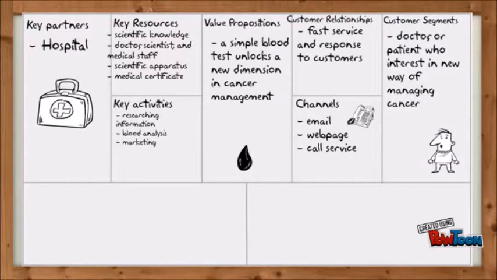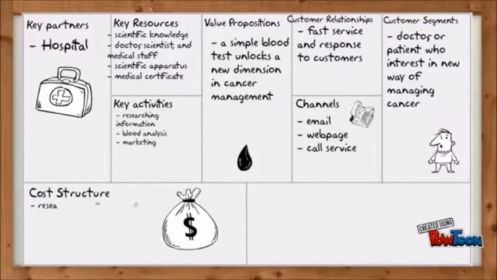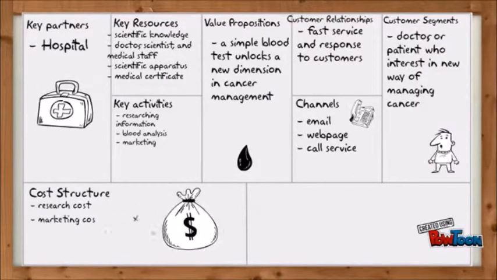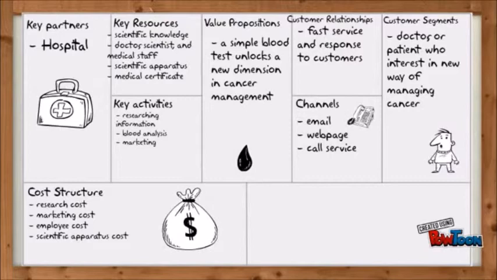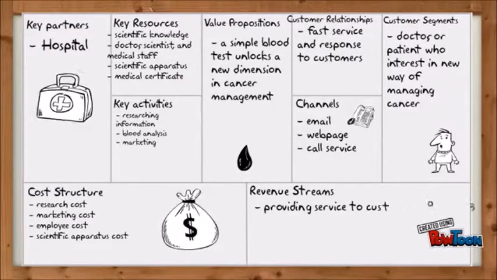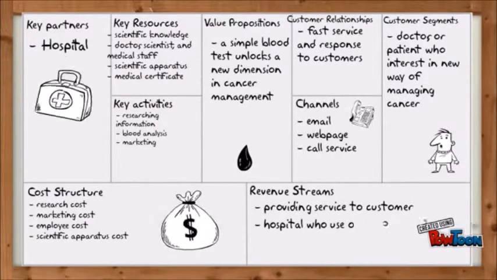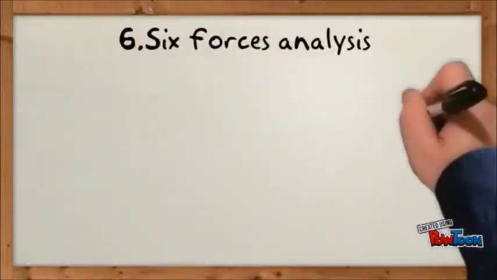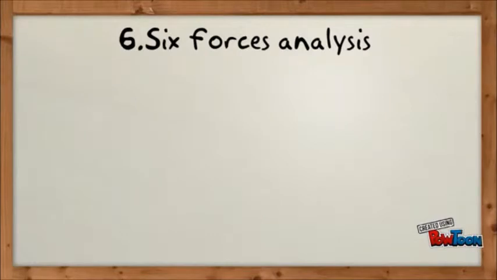The eighth one, cost structure. These following costs must be considered in Guardant 360: researching, marketing, employee, and scientific apparatus costs. The last one, revenue stream. Guardant 360 can gain money in 2 ways: service costs from customers and payment from hospitals who use their business. Coming to the last analysis, which is 6 forces analysis.